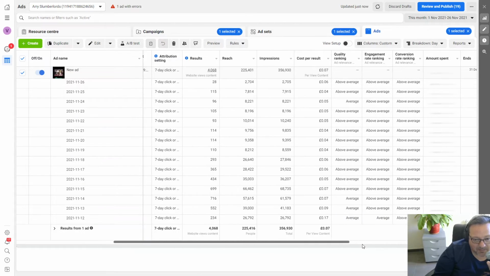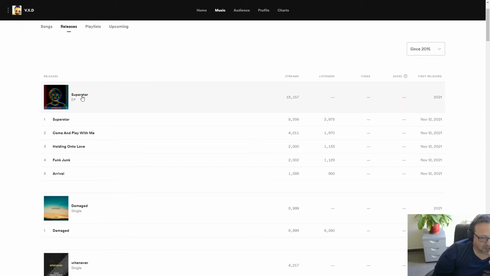So what has that meant? So this is the release. It's called Superstar. The release has been out for 2 weeks. I've spent about £360, which is a lot of money for me. I don't normally spend more than 200 on a release.